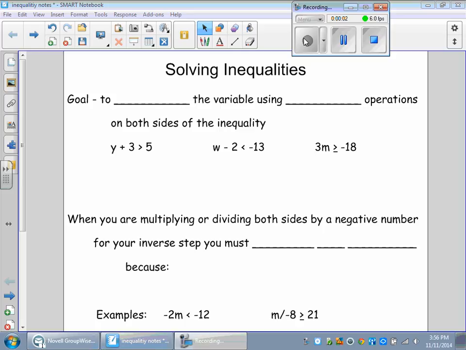Our lesson today is on solving inequalities. Solving inequalities works the same way as solving equations. Our goal is, again, to isolate that variable, and we do it the same way by using our inverse operations.